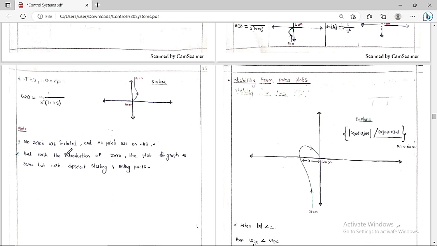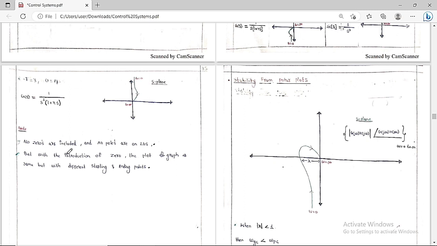Then these are the plots that we are going to get here. With the introduction of the 0, the plot of the graph is the same, but with different starting and ending points. Suppose you include the 0, then what is going to happen? The plot format is the same, but the initial point and the final point are going to vary. So the plot of the figure is the same, but there is a variation in the starting and ending points.